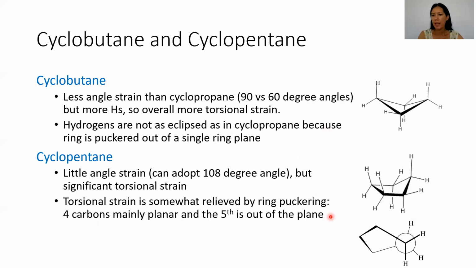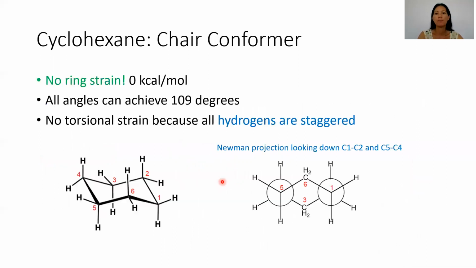Cyclobutane and cyclopentane allow for some puckering of the rings, so it's not planar. So you can minimize that eclipsing of H. If you look down the Newman projection for cyclopentane, you have a more staggered arrangement instead of an eclipsed arrangement. Also, once you get to cyclopentane, you can adopt something closer to the tetrahedral 109 degrees. You can get to 108 degrees.